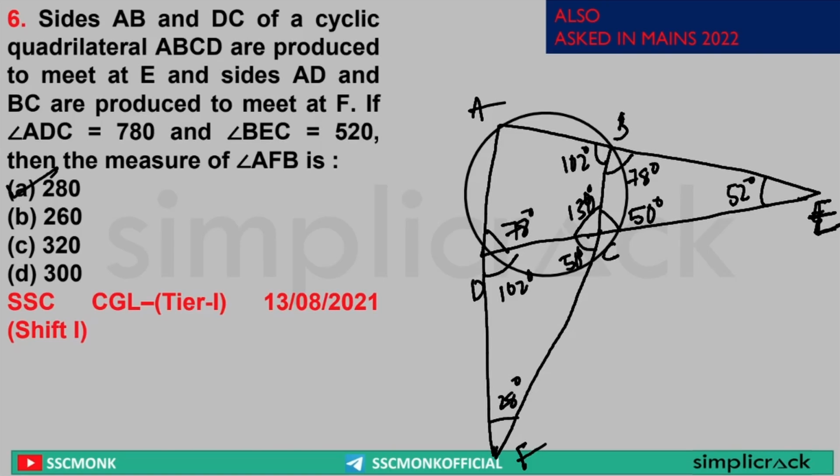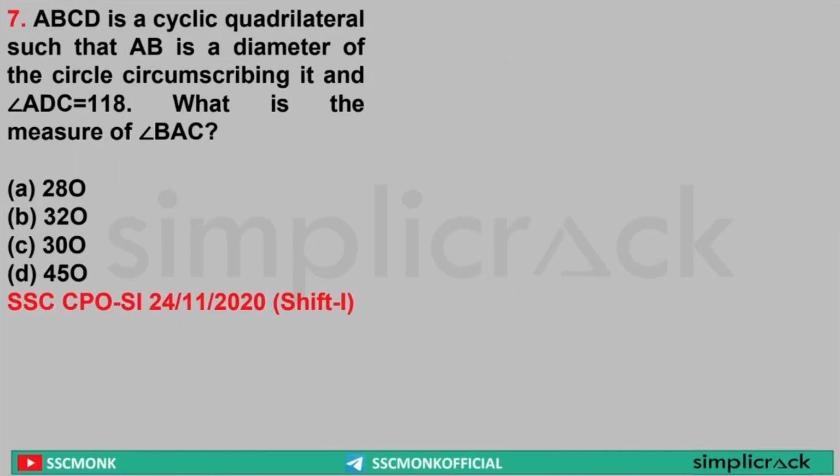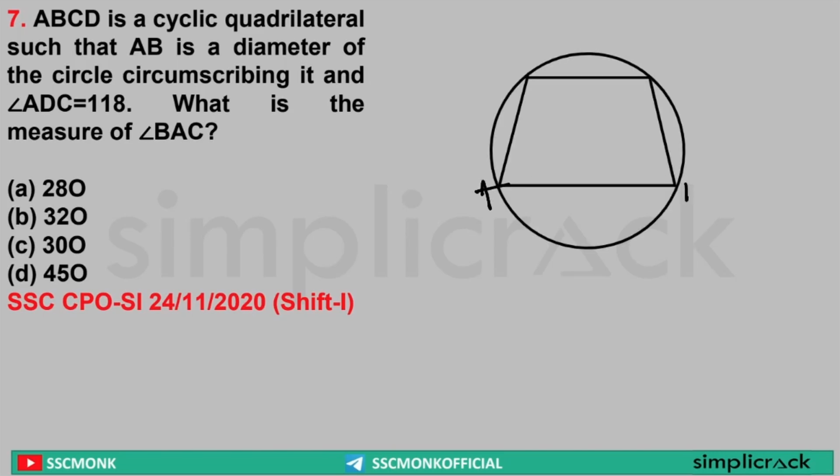Simple calculation. Next, ABCD is a cyclic quadrilateral such that AB is the diameter of the circle circumscribing it. ADC is 118 degrees. So let's say this is A, B, C, D. Clear? Now it is saying ADC is equal to 118 degrees. So this will be by default 62 degrees. Clear? It is asking what is the value of BAC.